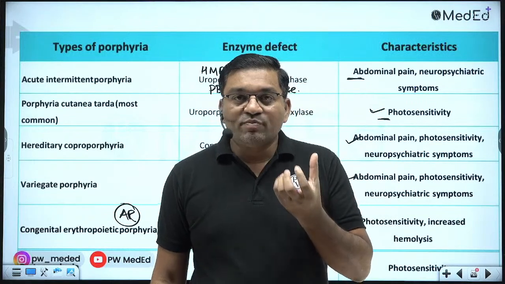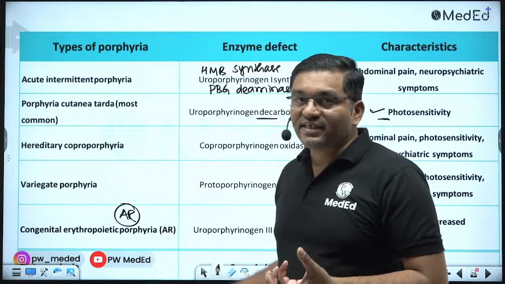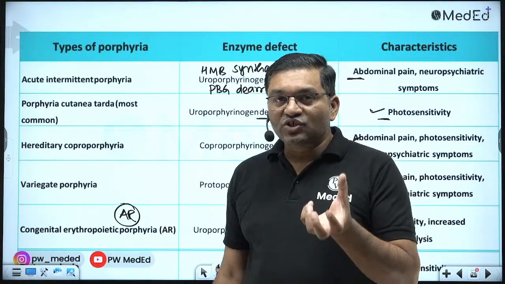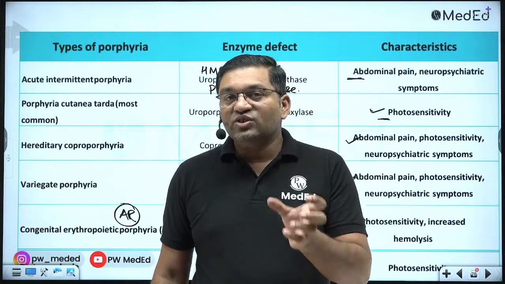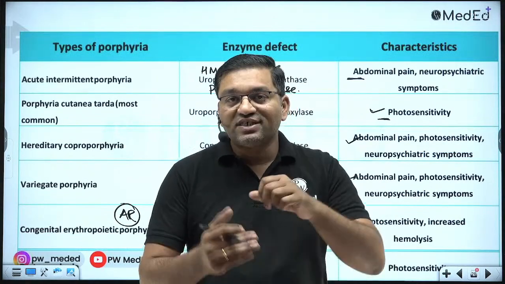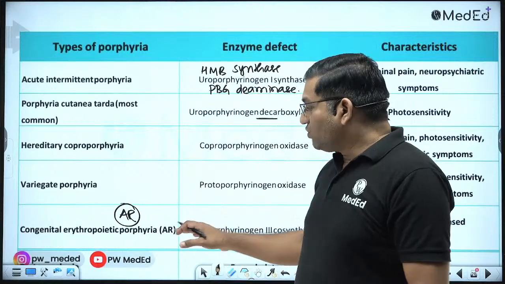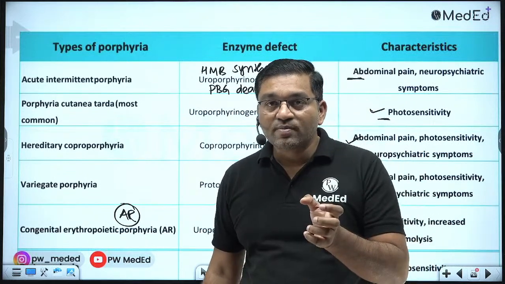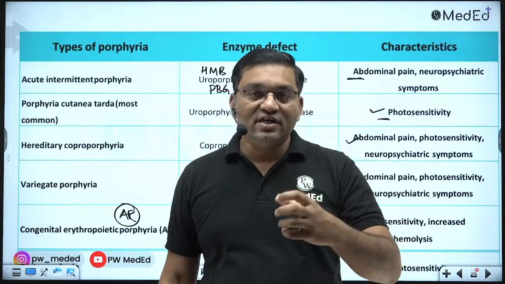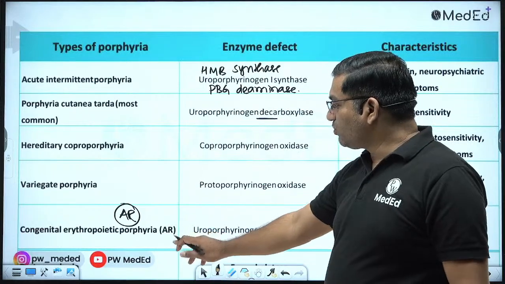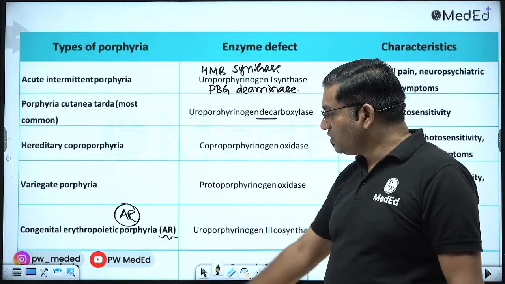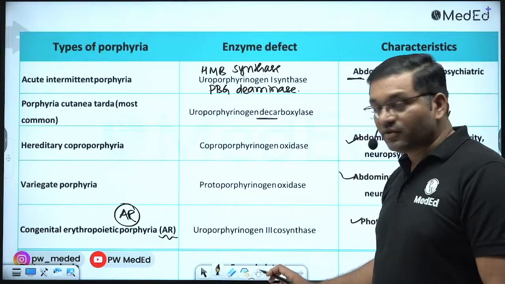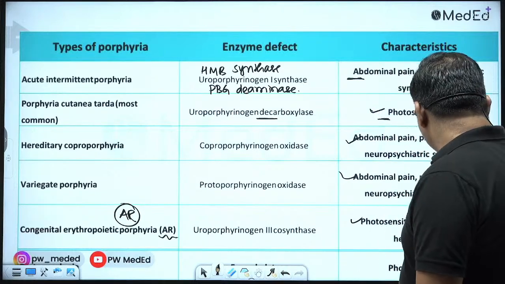There is passage of red color urine because porphyrins are excited at 400 nanometers. Because of generation of reactive oxygen species, damage to the lysosome causes photosensitivity, meaning skin lesions. It is also known as Gunther's disease, with erythrodontia and red urine. So this is congenital erythropoietic porphyria, which is autosomal recessive. And protoporphyria is due to ferrochelatase or heme synthase defect, and there is photosensitivity.